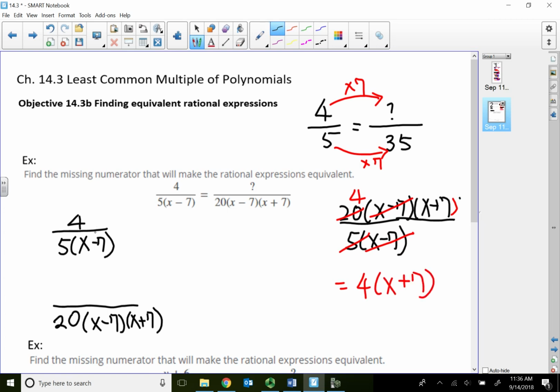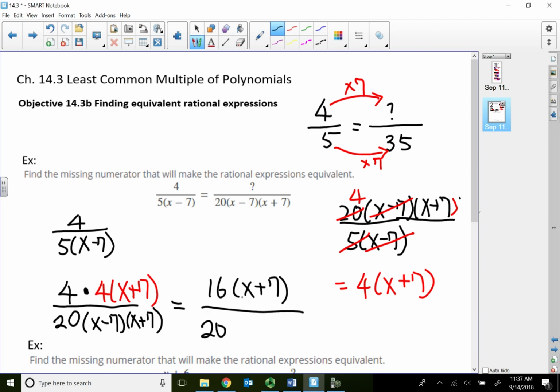That means my numerator, which was 4, now needs to be multiplied by 4 times x plus 7, because the denominator was multiplied by that same amount to become the LCD, so the numerator does the same thing. So this question mark will be 4 times 4 times x plus 7, which is 16 times x plus 7. For right now, writing it in factored form is okay. So that's the answer up here, 16 times x plus 7, or if the homework wants you to multiply this out, you can multiply it out as well.